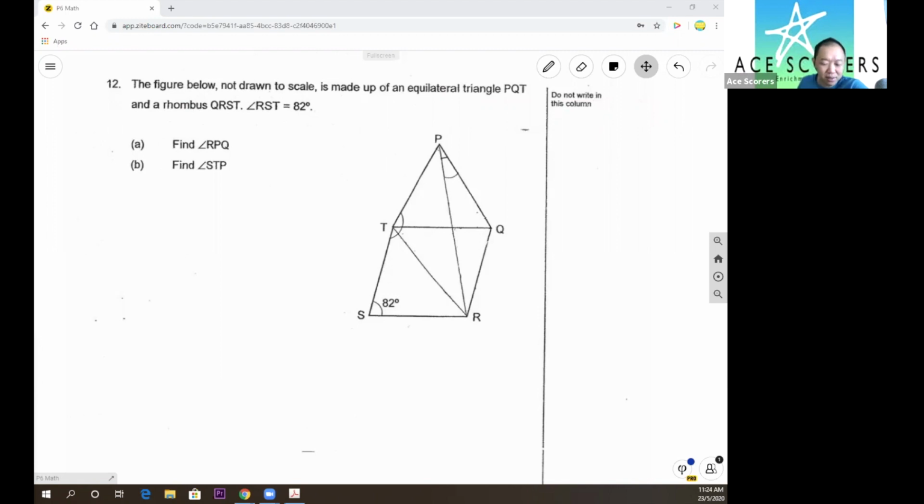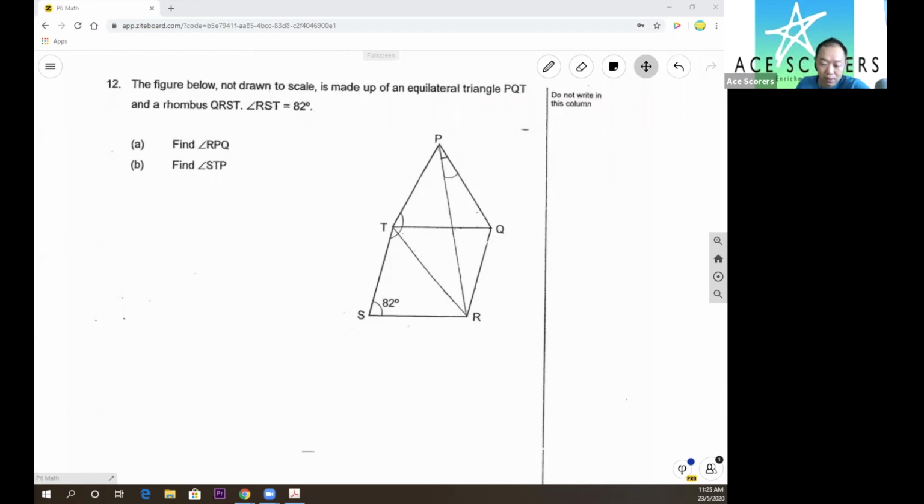Okay, we look at 12. 12, this is a Tadio. Tadio got it wrong. Your B is correct, your A is wrong. Okay, the figure below, not drawn to scale, is made of an equilateral triangle PQT. So equilateral triangle means all sides same. We have 5 minutes left, right? Let's do this last one, okay? Final one to go.